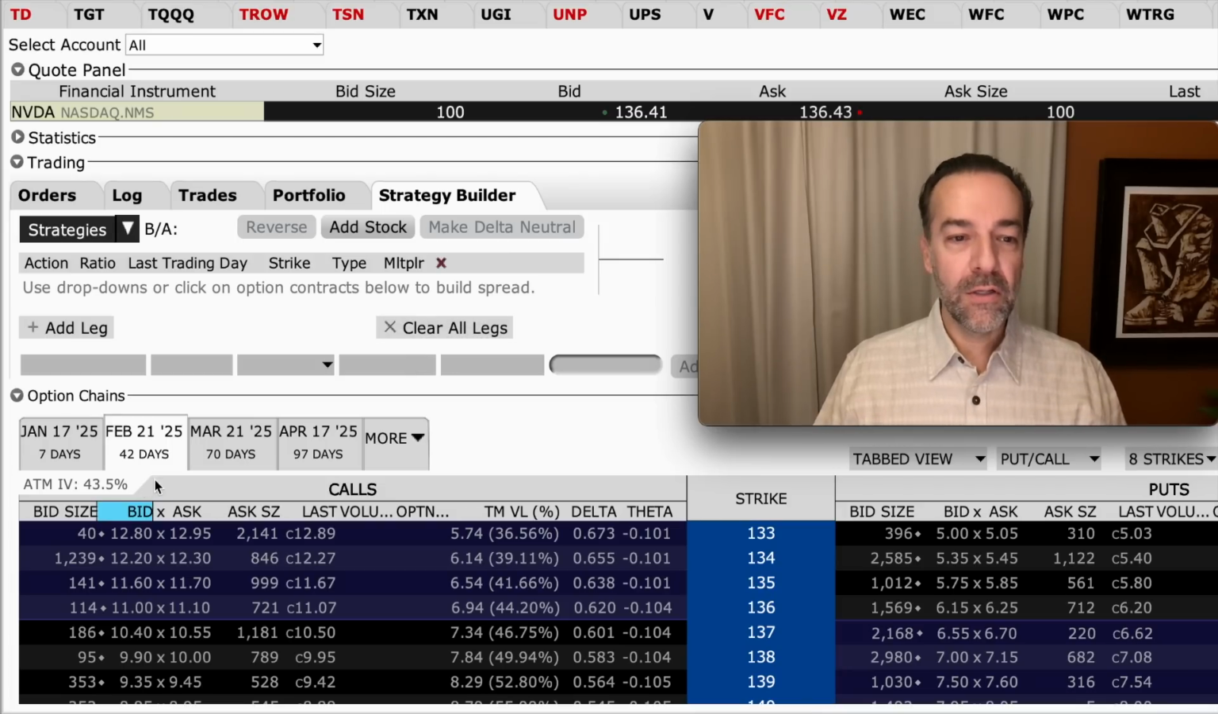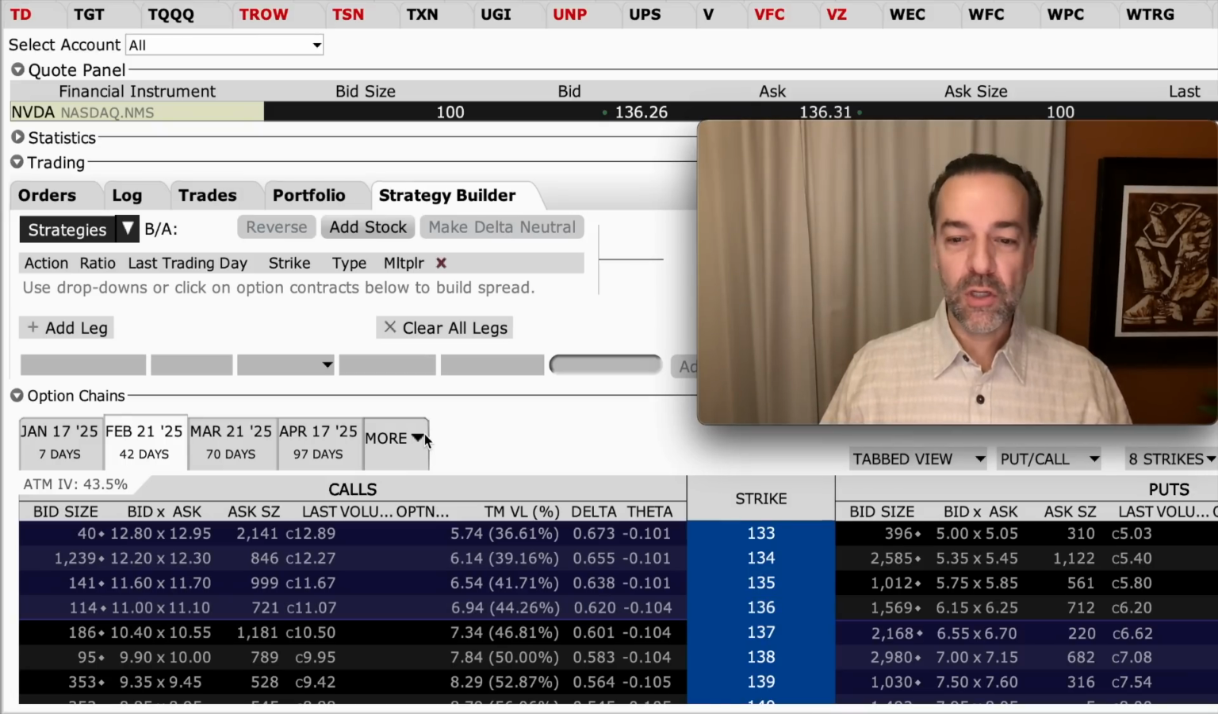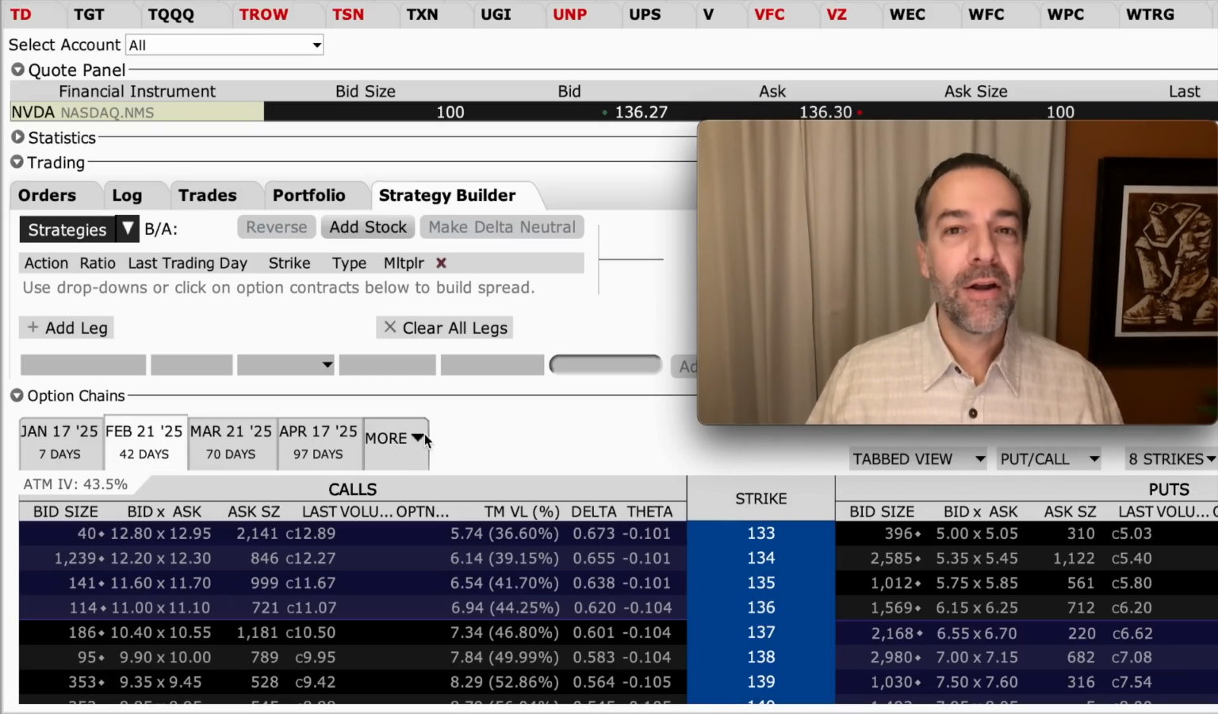Well, let's look at this. So we thought the move would happen pretty quick, like in the next 42 days. I look at the February 21st options. Let's just play with some numbers here. So we're expecting it to possibly find support around $135.